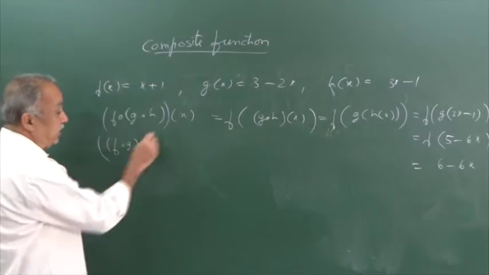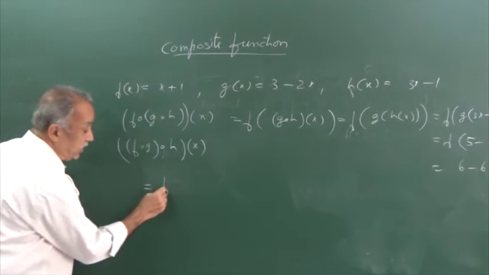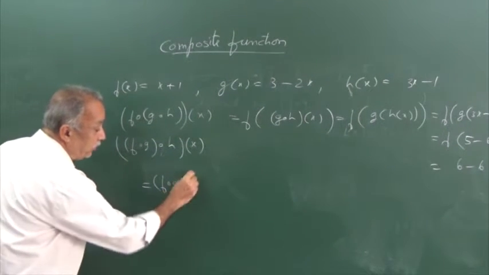Next, let me try to obtain this at an arbitrary point. This, according to definition, will be f composite g of h of x.